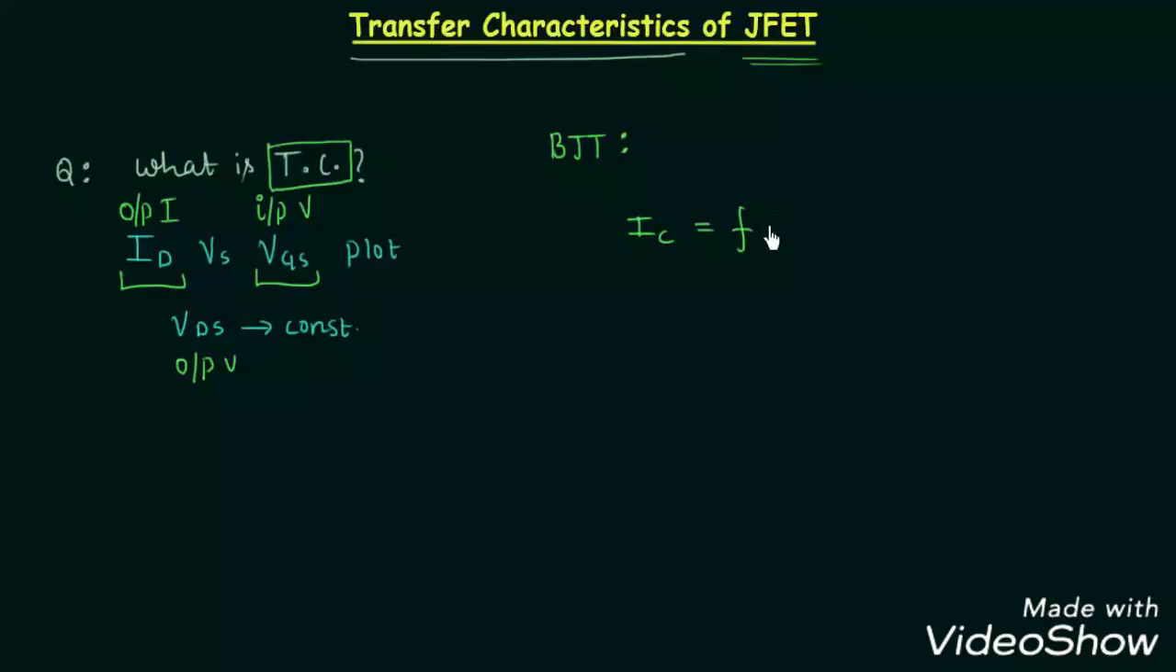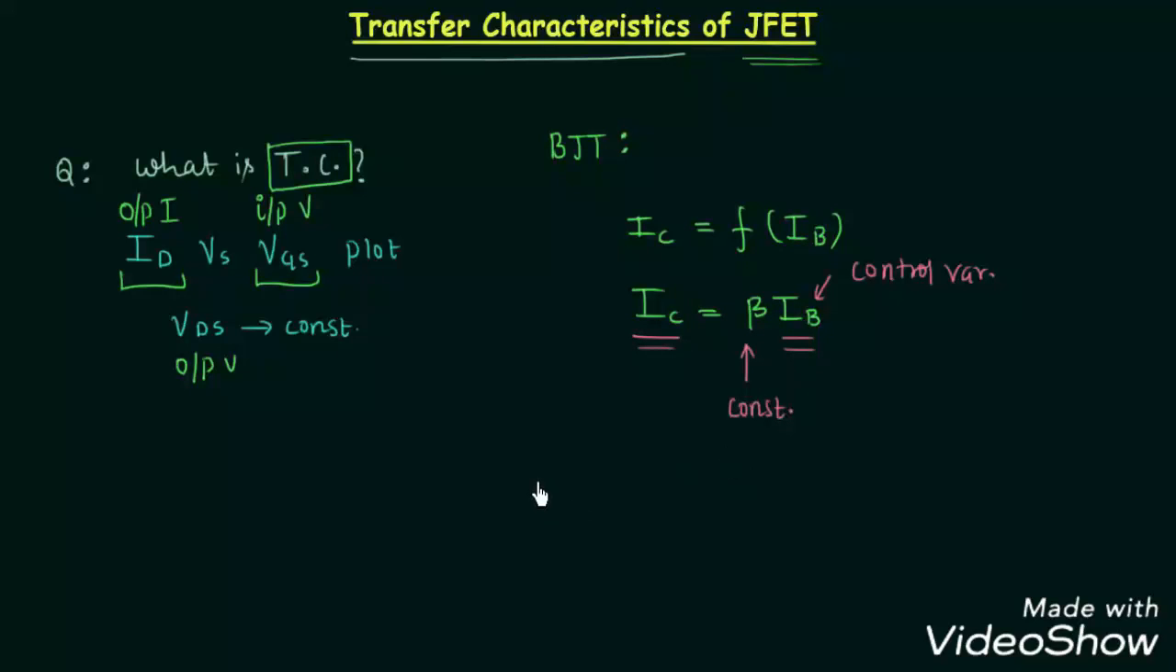Now in case of BJT, in case of bipolar junction transistors, the output current, which is the collector current, is the function of input current IB, and more precisely we can write IC is equal to beta times current IB, where beta is the amplification factor and it is constant, and current IB is the control variable. We can see there is a linear relationship between the current IC and the current IB. This is a very important point. There is a linear relationship because beta is constant.